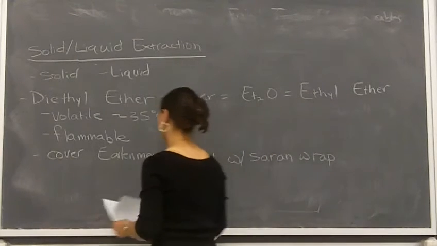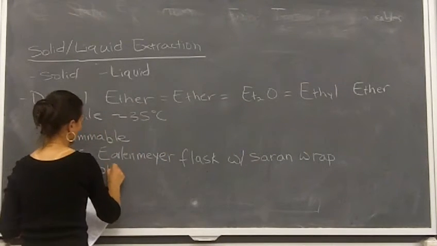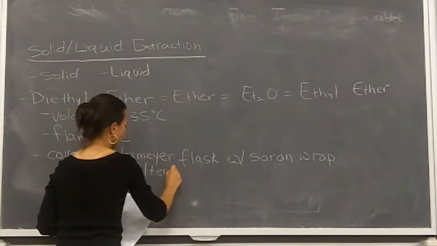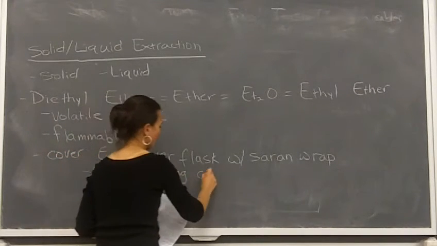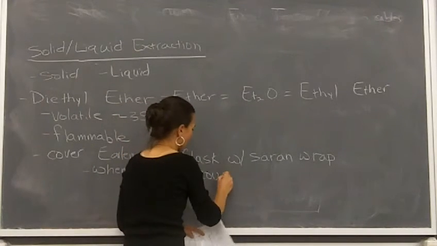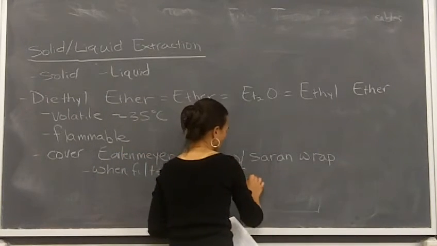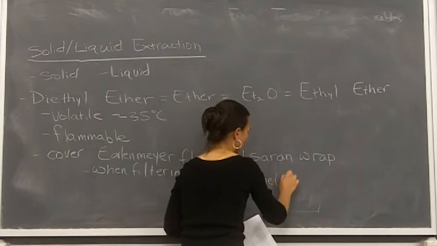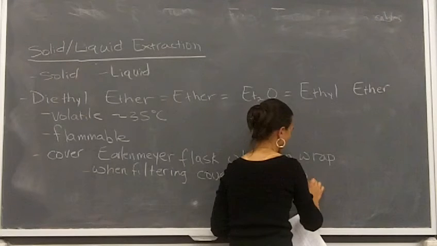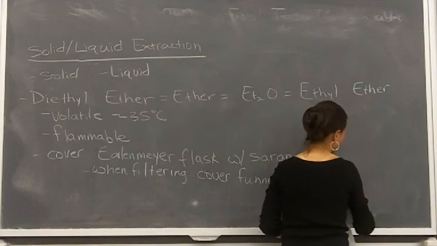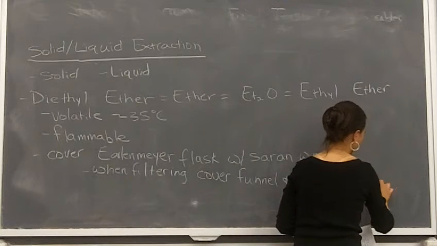And then when filtering, you want to cover the funnel and flask, cover as much of the openings as possible. Funnel and filter paper with saran wrap. Keep it so the ether won't evaporate.